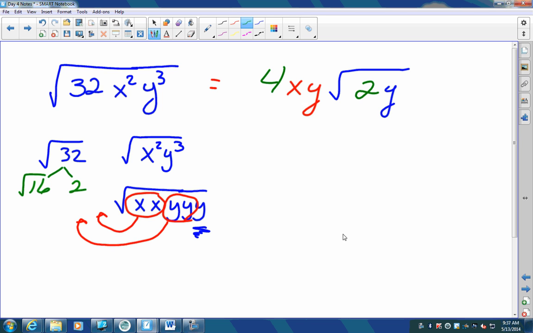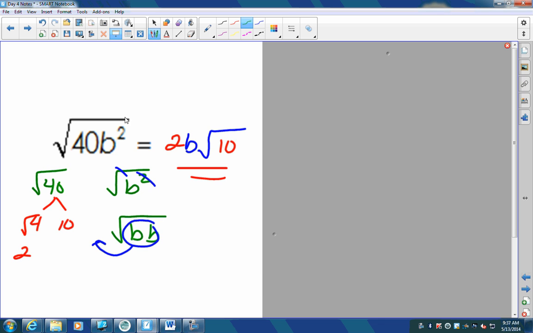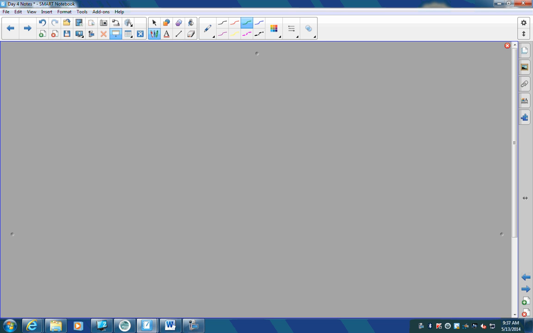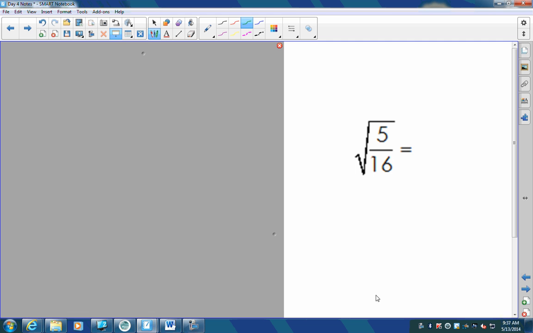We'll practice on some of those in a minute. Back to what's on the PowerPoint. I also have things like this. It says the square root of 5 divided by 16. I need to apply them to each one. So I'm going to take the square root of 5 over the square root of 16. The square root of 5 cannot reduce any lower. But what is the square root of 16? It is 4. So my answer becomes the square root of 5 over 4.